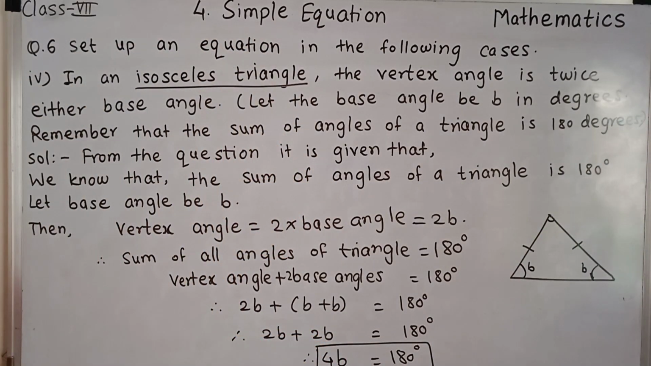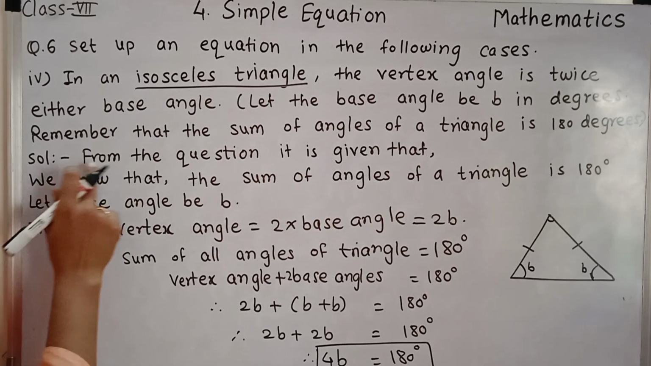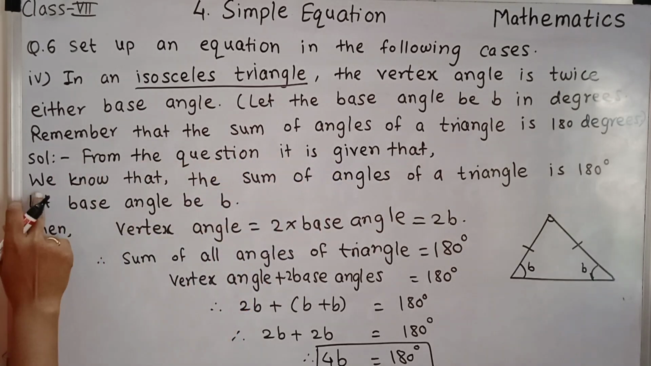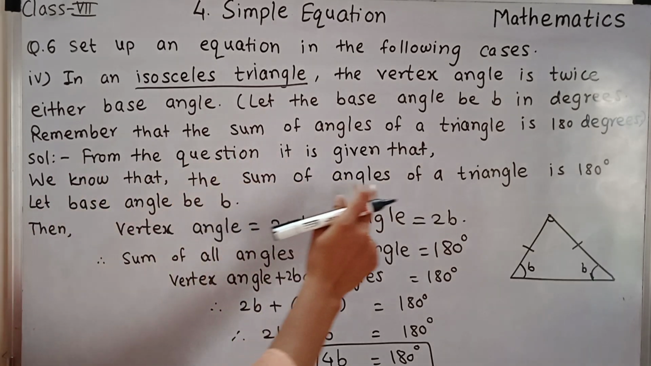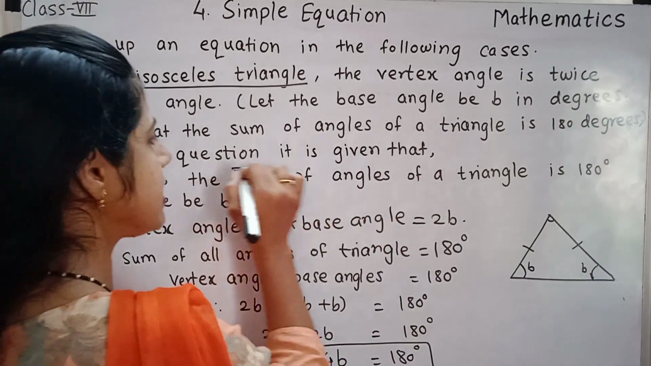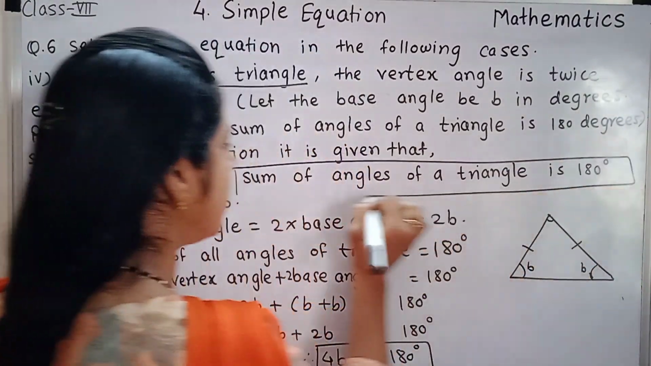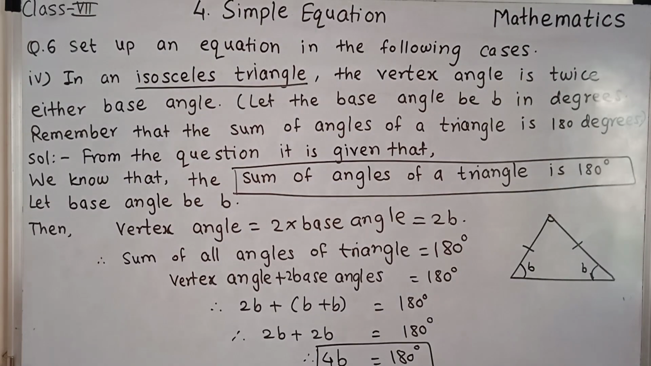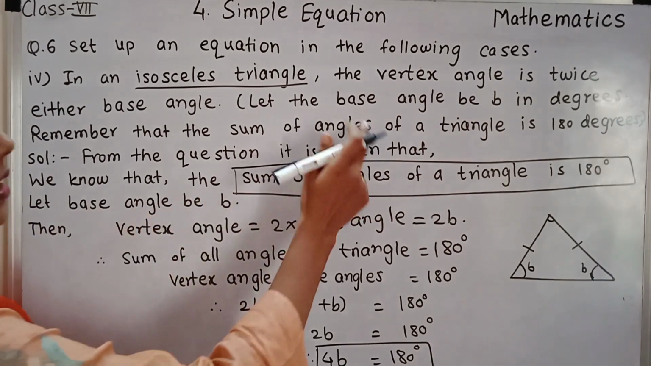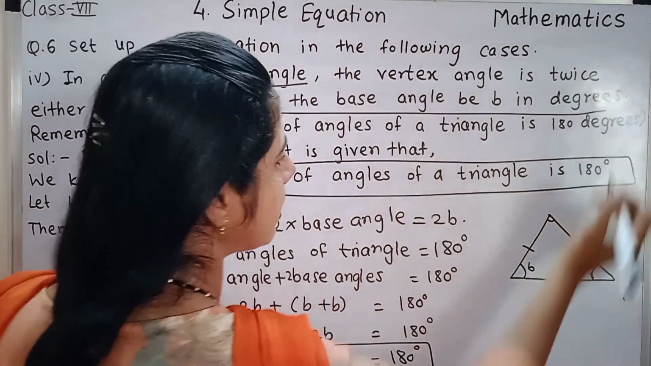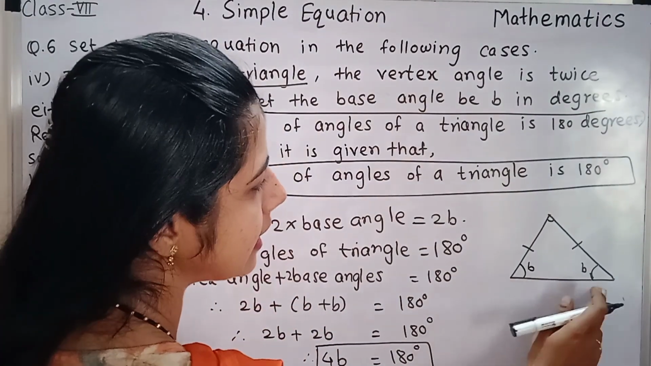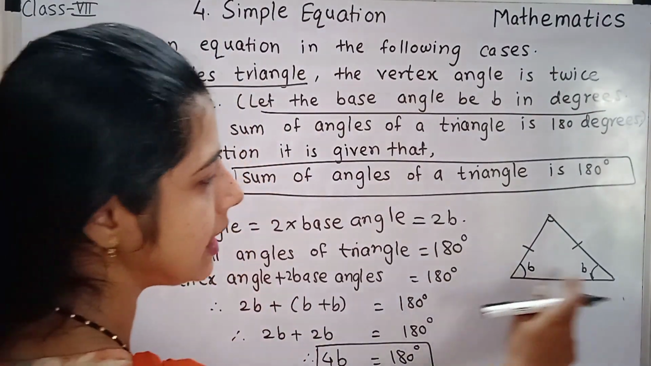Okay, that is the basic solution. From the question, we know that the sum of the angles of the triangle is 180 degrees. This is the most important thing in this example. If you do not know this, you will not be able to solve this sum. So let the base angle be B, which is already given to us. Both base angles are equal.